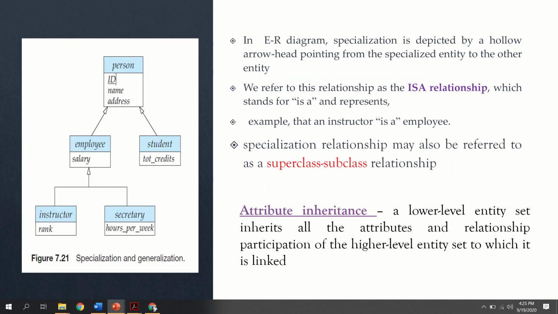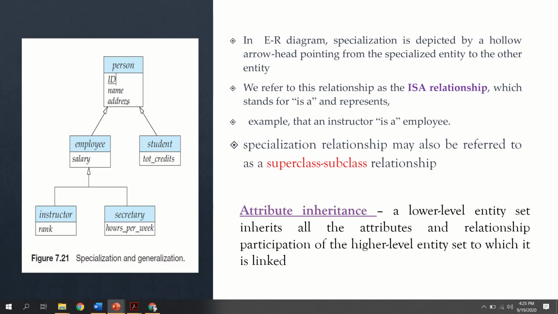If you are just looking at this figure only, don't look at other parts. Person has three attributes, and ID is the primary key. We know the representation of entity sets, so here I am representing it as a hierarchy. You can see the different hierarchy. The topmost one is the person with the three attributes, and ID is the primary key.